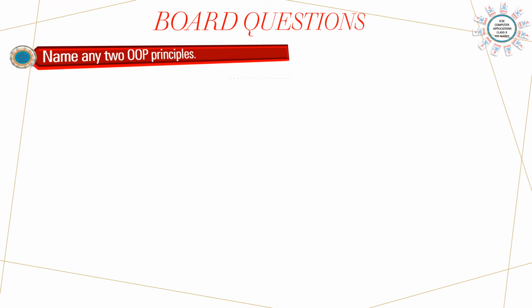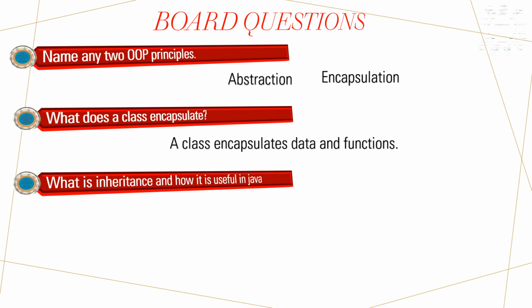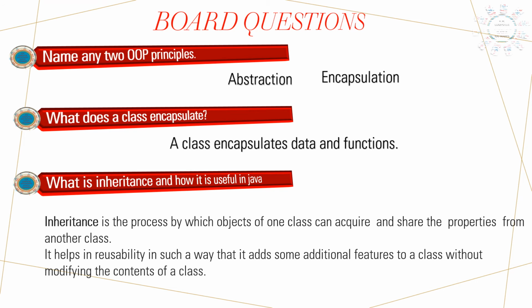And the board questions that were asked: name any 2 principles, and what does a class encapsulate? That means data and function. And what is inheritance and how is it useful in Java? Useful, we can say, inheritance helps in reusability by adding new features to a class without modifying the contents. So whatever questions we have discussed, they were also asked in the board, and 1 or 2 extra questions I am showing which were asked in the board exam.